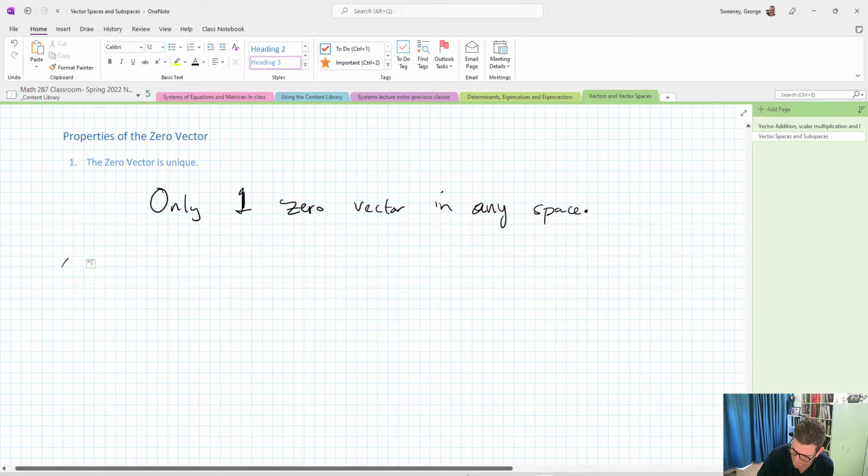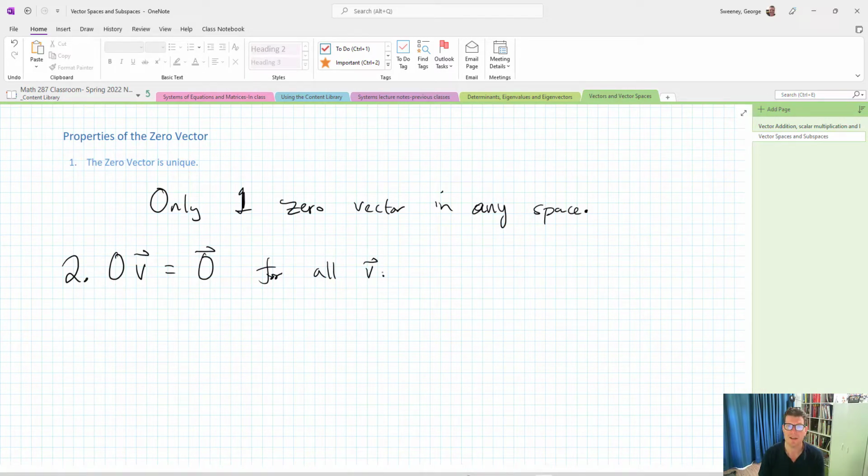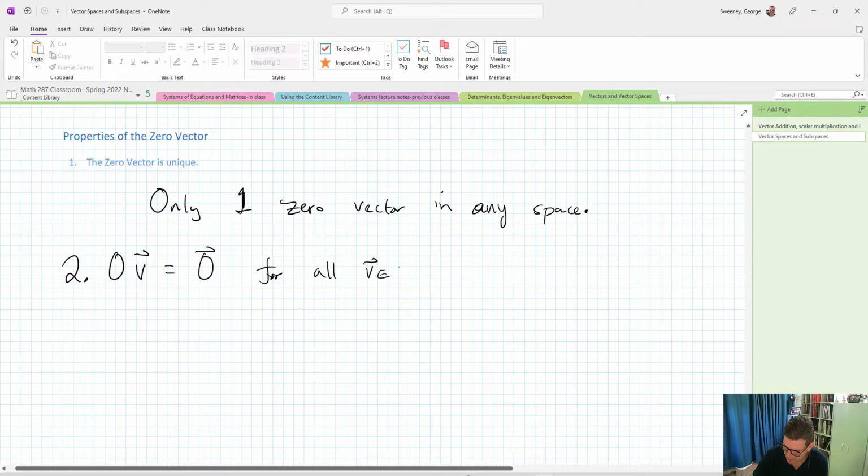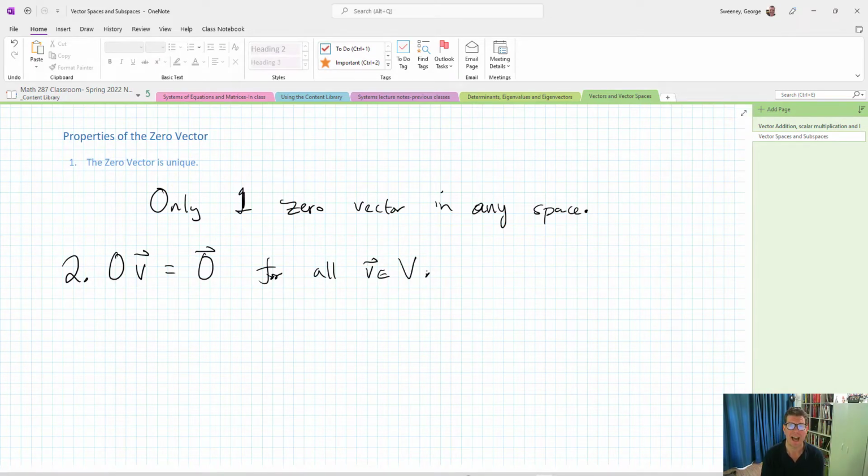Number 2, 0v equals the zero vector for all v. If you multiply 0 times any vector v in our vector space V, what we're going to get back is the zero vector. That's going to happen each and every single time.